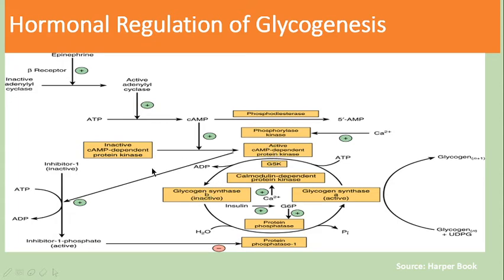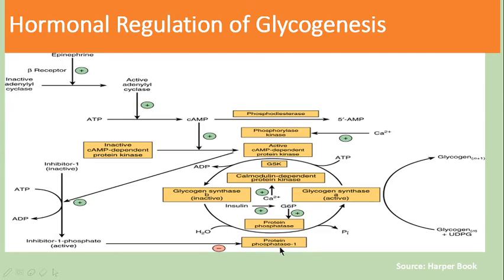This enzyme protein kinase in turn will make this inhibitor protein, which is inactive in the dephosphorylated state, become active after phosphorylation. So what is the role of the inhibitor protein? It has to inhibit the protein phosphatase. The role of this inhibitor protein is to inhibit the target enzyme, that is the protein phosphatase.